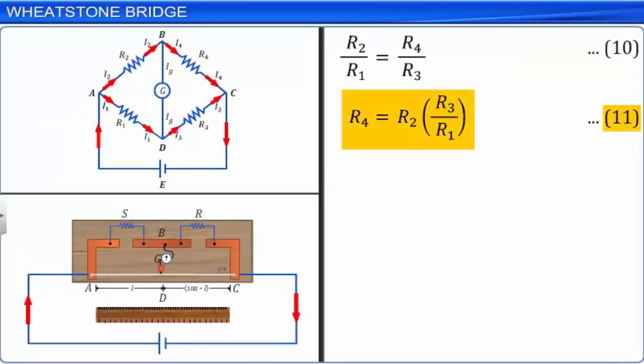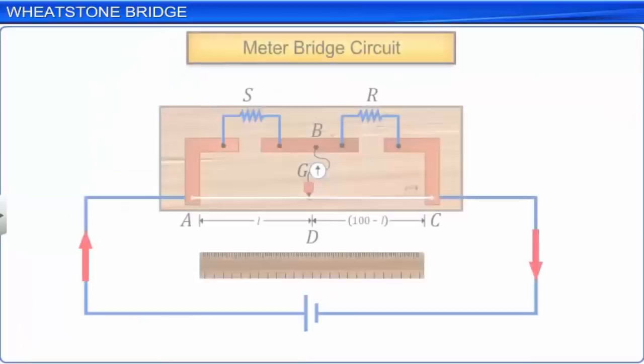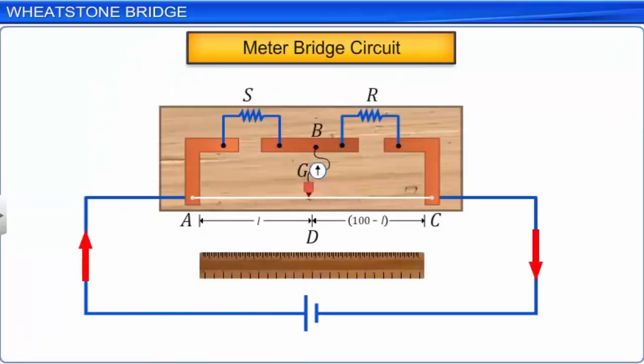Equation 11 is used in a practical circuit, which is called the meter bridge. The schematic diagram of a meter bridge is as shown. A meter bridge consists of a 1 meter long standard resistance wire of uniform cross-section held taut between two ends of a metallic strip bent at right angles at the ends, placed alongside a meter scale. There are two gaps, one on the left and the other on the right, in the horizontal part of the metallic strip, where two resistors, one of which is known and the other unknown, are attached.